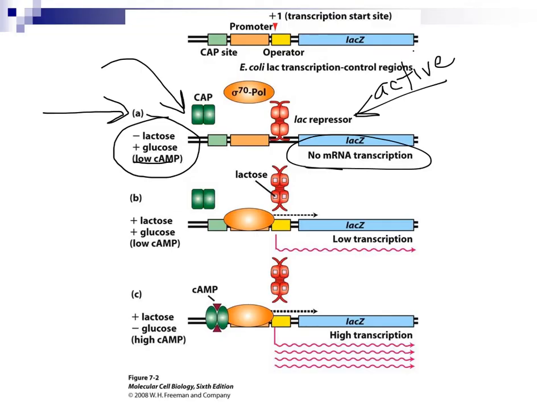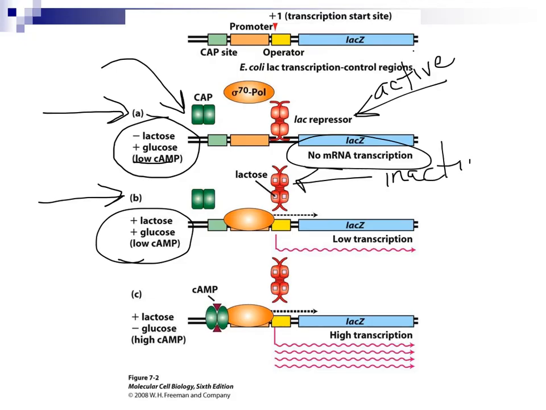Now that brings us up to the second condition. In this condition, we have lactose, but we also have glucose. So the difference between A and B is we now have lactose present. In this particular case, notice we now have an inactive repressor. It was inactivated by the presence of lactose. But because you have glucose, and I can even put that in red there, the CAP molecule is not activated. So you will get transcription, but it's at very low levels.